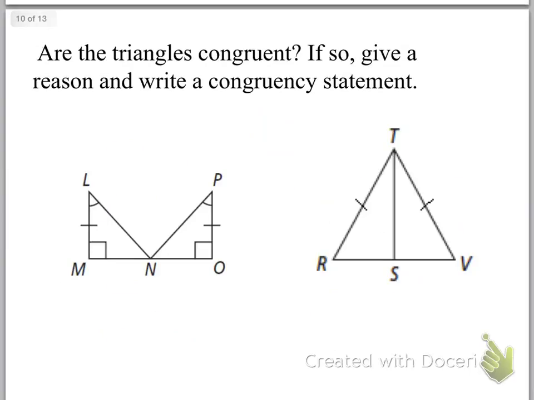Okay, this one I have an angle, a side, and an angle, so my shortcut's going to be angle, side, angle. My next one here, it looks like they share a side. I don't see anything being bisected, nothing's a midpoint, so I can't draw any other conclusions about anything else being congruent. Okay, so this one, we don't have enough information.